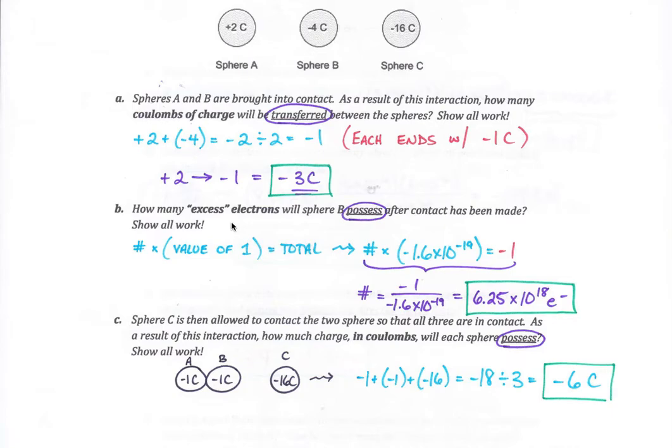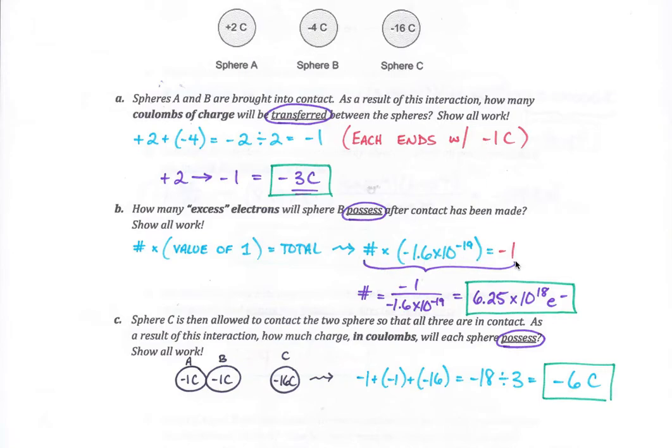For B, they want to know how many extra electrons sphere B possesses after contact. Well, after contact, it literally ends with negative 1 coulomb. So I need to use our equation. The number of something times the value of one of those things will give you the total amount that you possess. They're asking for how many electrons, which is the number. I know the value on one electron is negative 1.6 times 10 to the negative 19th. And I know the total charge, and again, not what's transferred, that was up here, but what is possessed at the end, is negative 1 coulombs.